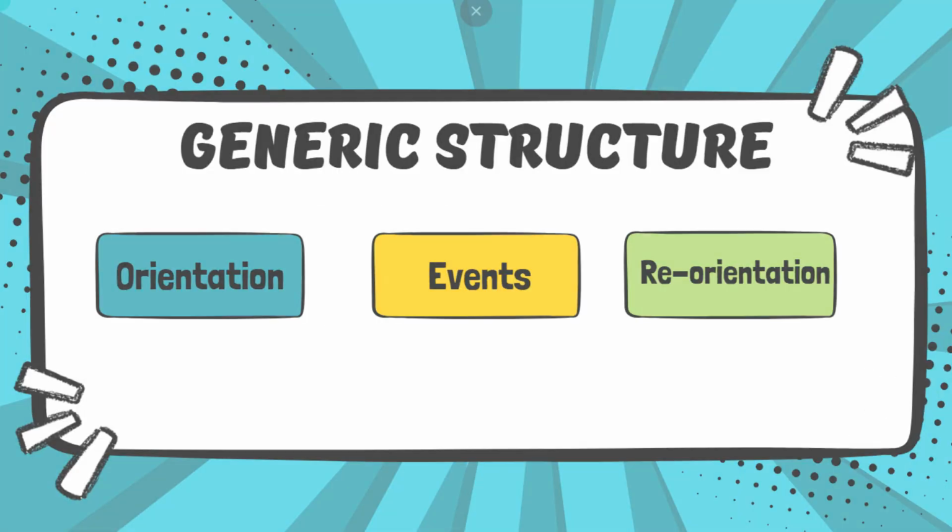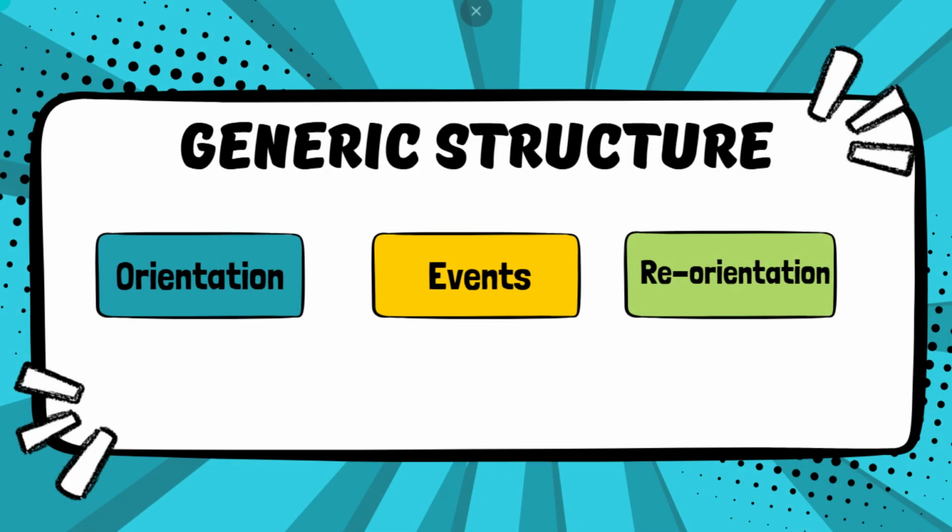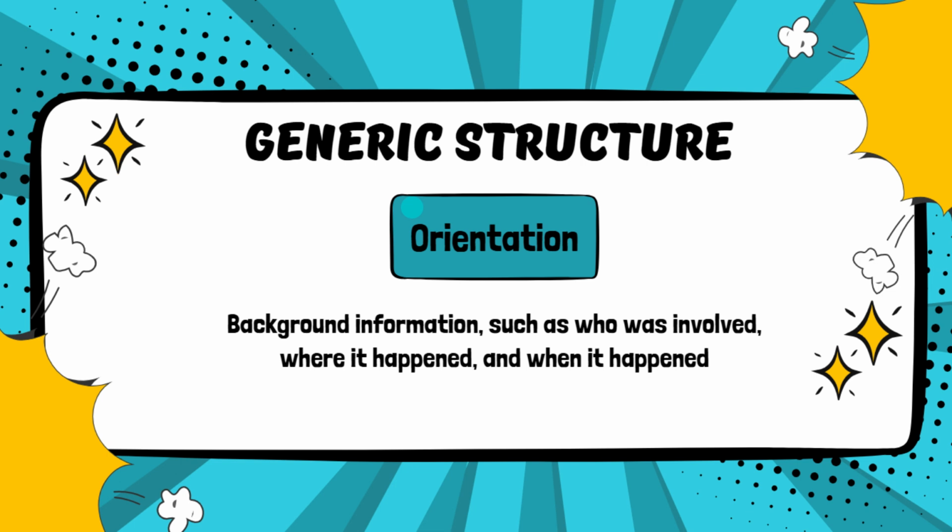Now, let's talk about the structure of a recount text. It has three main parts: orientation, events, and reorientation. First, orientation. This is where you provide background information such as who was involved, where it happened, and when it happened.